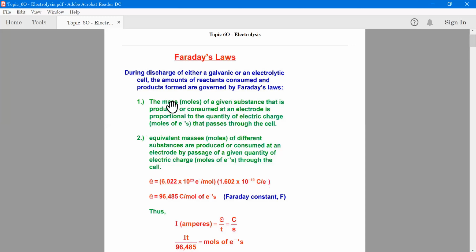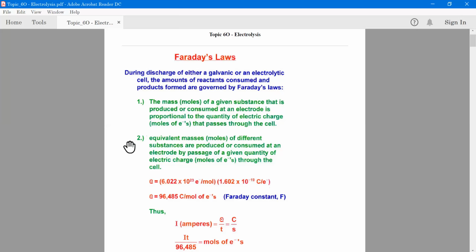The first one says that the mass or moles of a given substance that's produced or consumed at an electrode is proportional to the quantity of electric charge that passes through the cell. In other words, the number of moles of electrons. We essentially talked about that when we were considering some of these galvanic cells and talked about the anode reaction releasing electrons that pass through an external circuit perhaps and into the cathode compartment of the cell and cause something else to be reduced.